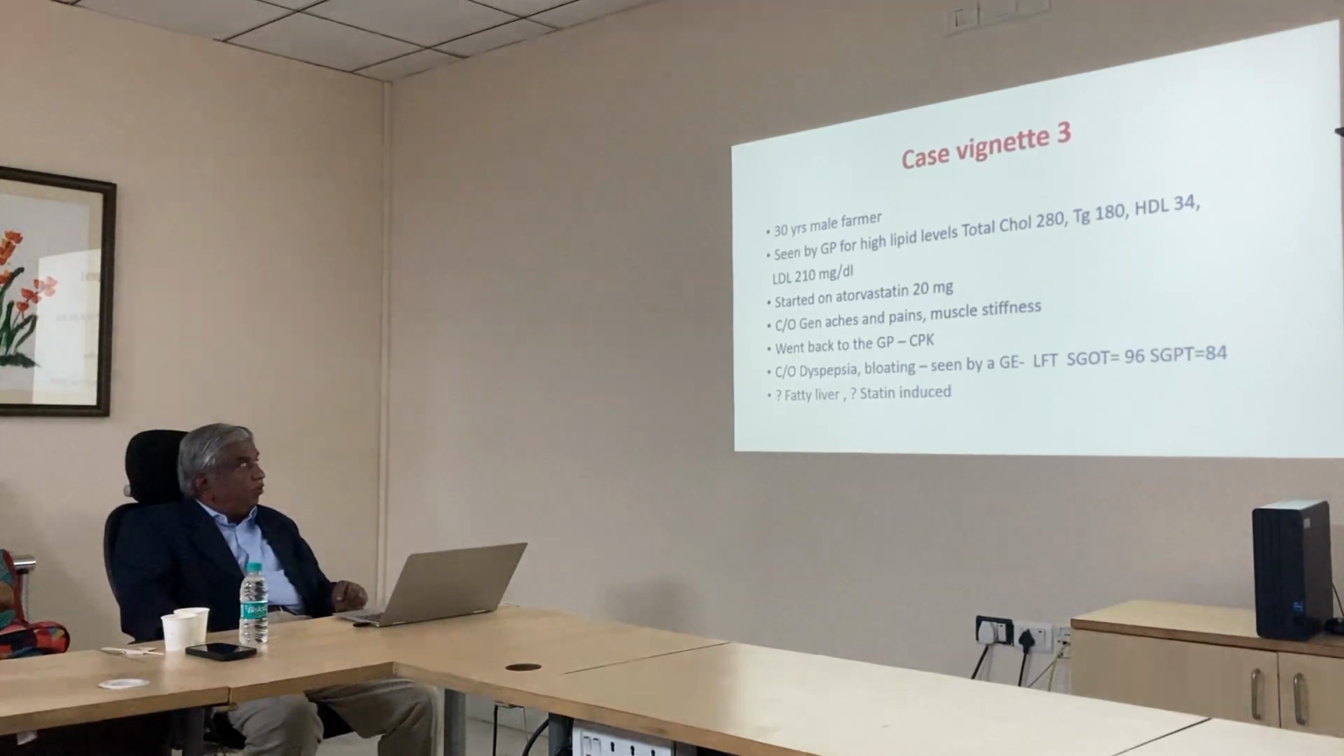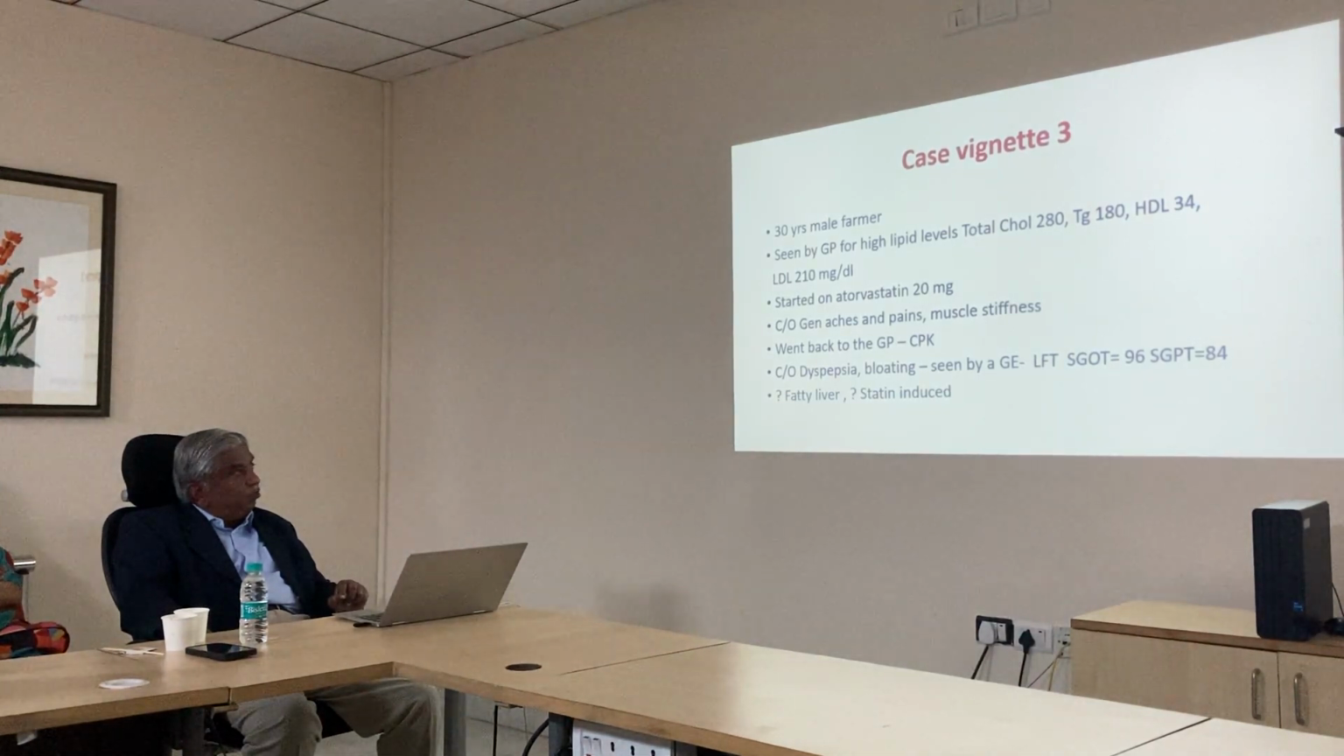This is case Vinaya 3, a 30-year-old male farmer seen by a GP for high lipid levels, total cholesterol 280, triglyceride 180, LDL was 210, started on atorvastatin. He also complained of generalized aches and pains and muscle stiffness, so he went back to the GP. So as usual, once you start on statin and then complain of muscle pain, they did a CPK which was normal, which was slightly high.